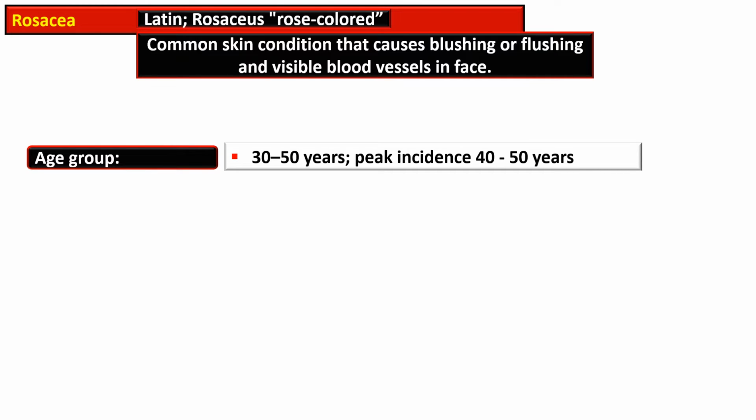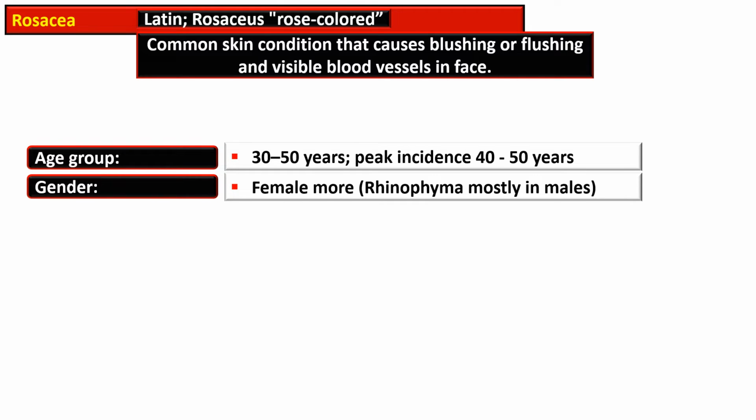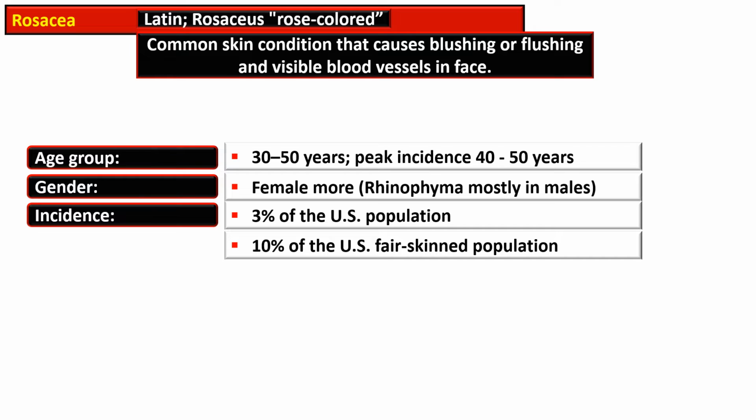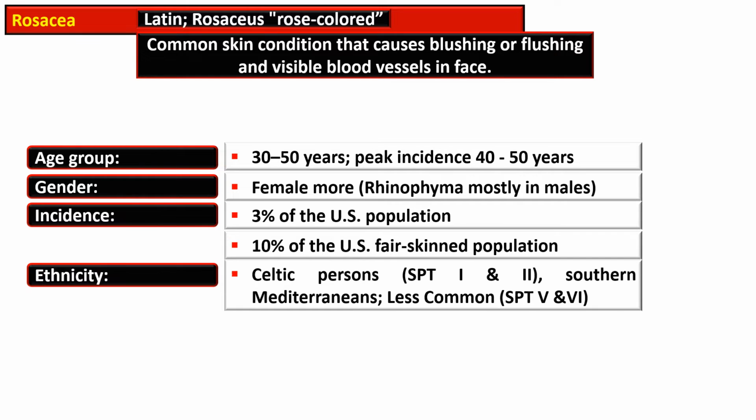The commonly affected age group is 30 to 50 years of age, and peak incidence of this entity is between the age of 40 to 50 years. Females are more commonly affected by rosacea, but the rhinophyma, that is the advanced stage 4 of this disease, is mostly seen in males. 3% of the US population and 10% of the US fair skin population is affected by this disease. The disease is more common in Celtic person, the skin phenotype 1 and 2, and is also seen in southern Mediterraneans, but this is less common in skin phenotype 5 and 6.